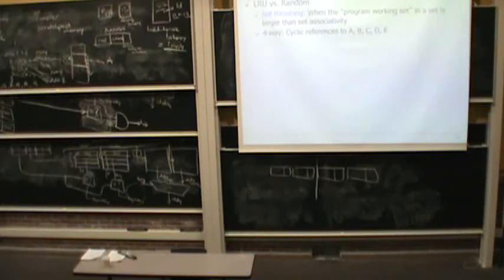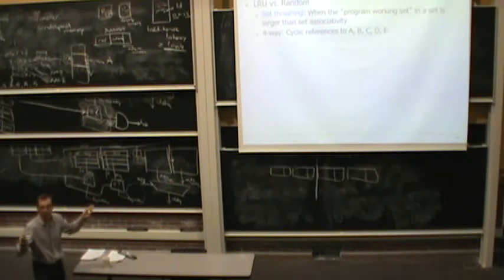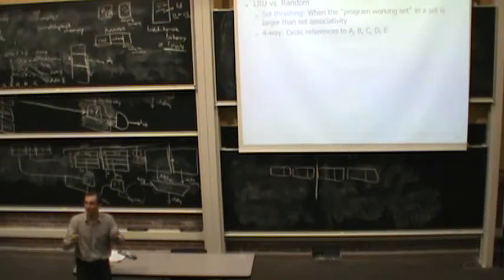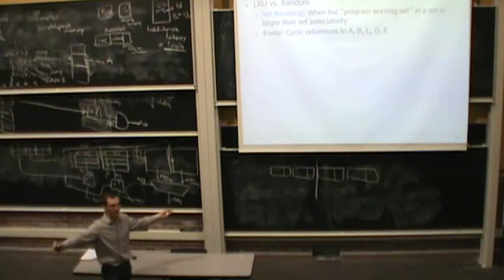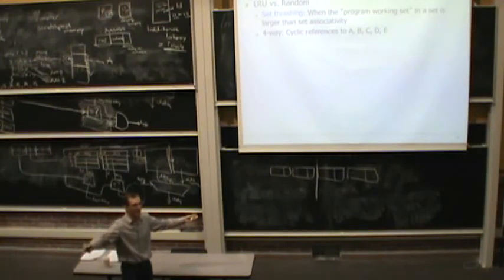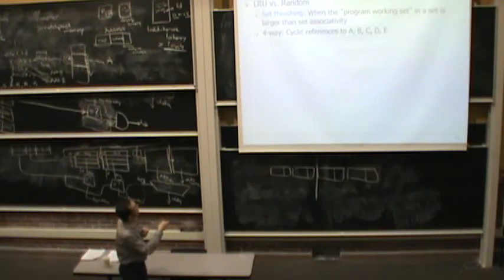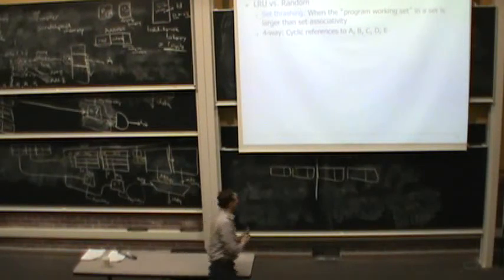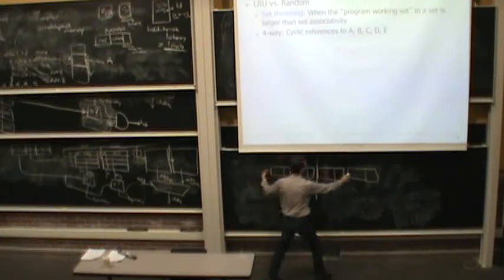So set thrashing, this is the reason random really works better than LRU in some cases. The idea of set thrashing is you have a working set of the program for that set, if you will. These are the elements that you access that happen to map to the same set within a given interval of time. And that working set could be larger than your associativity. Remember, we wanted higher associativity to prevent this case. Well, we cannot have a lot of associativity. So let's say you have cyclic references to A, B, C, D, E. And they happen to map to this four-way thing.